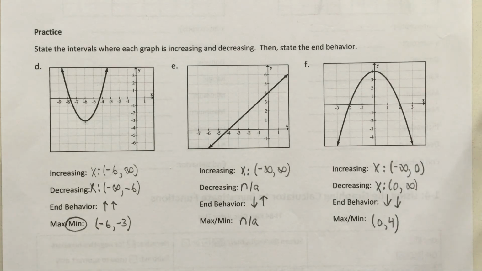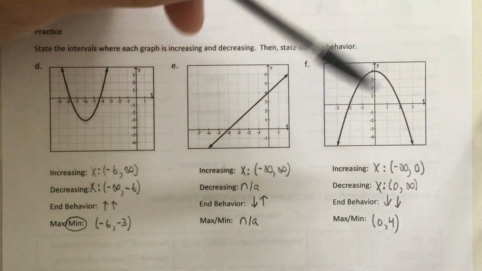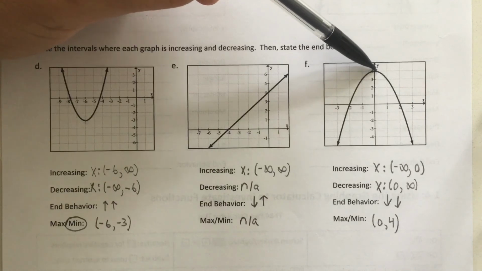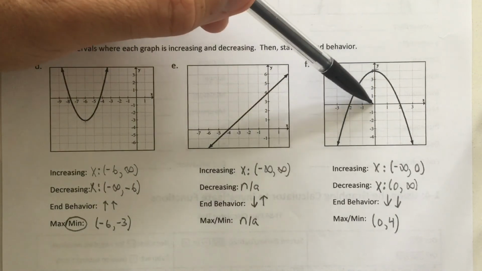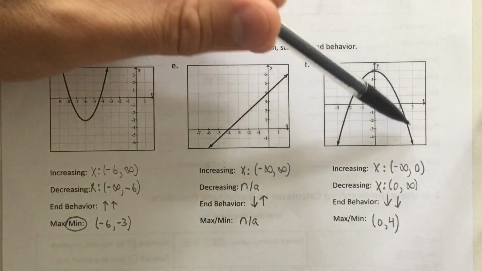And last but not least, letter F, we would have increasing to begin with, because it's going up the hill, so it's increasing from x values between negative infinity. It stops increasing right here. And just be careful, because again, we're always using the x value. So what x value is right here? It's the x value of 0. So it's increasing from negative infinity to 0, and then decreases after that.